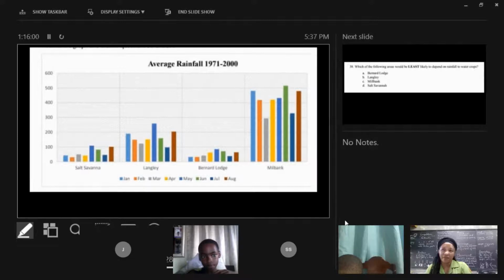Which of the reasoning do you go with? If they get a lot of rain and they know it's bound to fall soon because they get lots of rain throughout the months, would they be able to rely on rain to water their crops? Or is it that if they don't get a lot of rain, they would be able to rely on the rain to water their crops? What do you say, scholars? Oh, everybody's so quiet this evening.